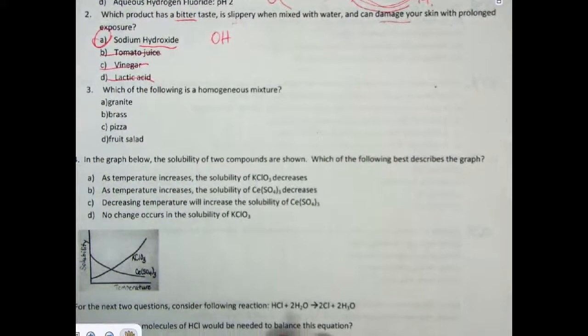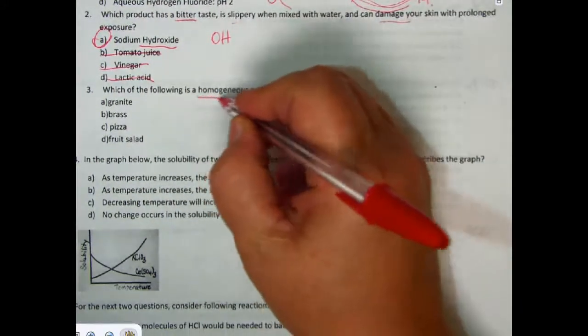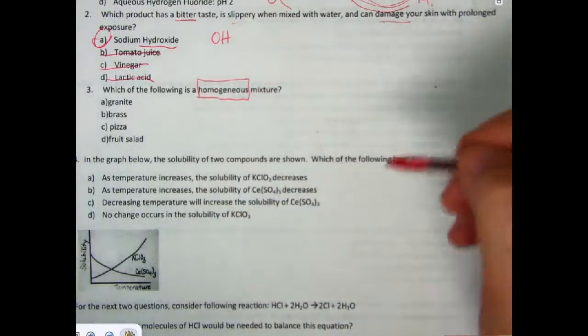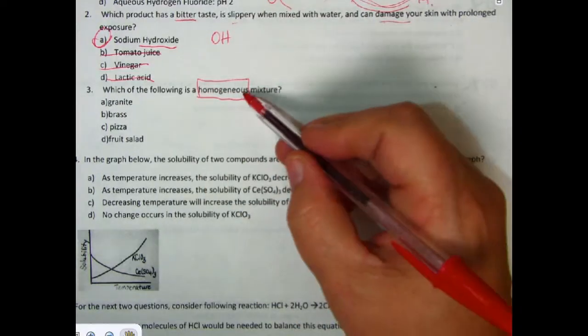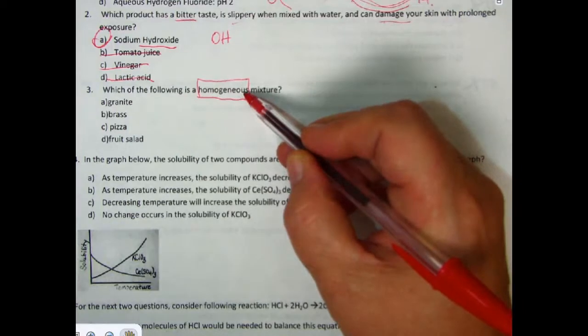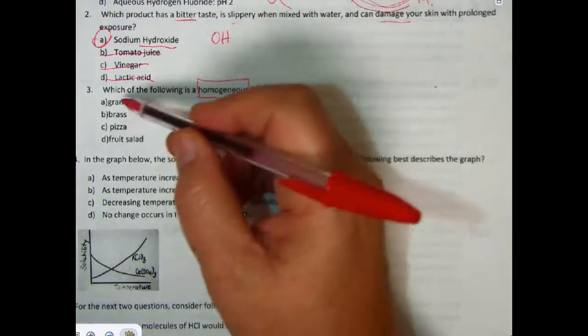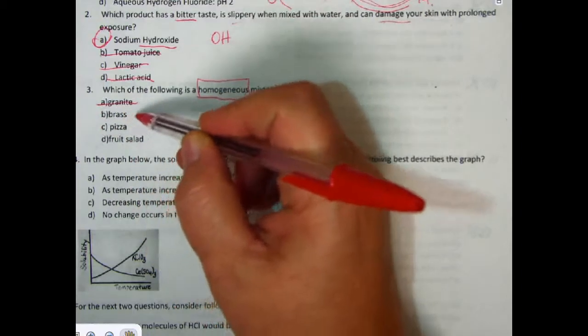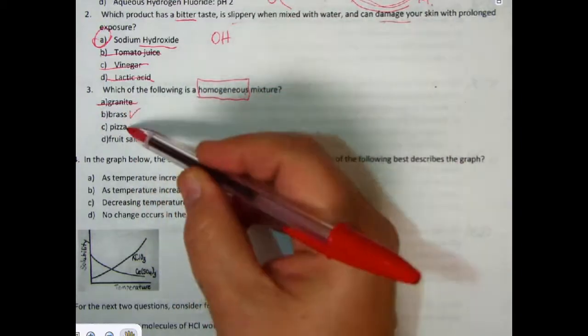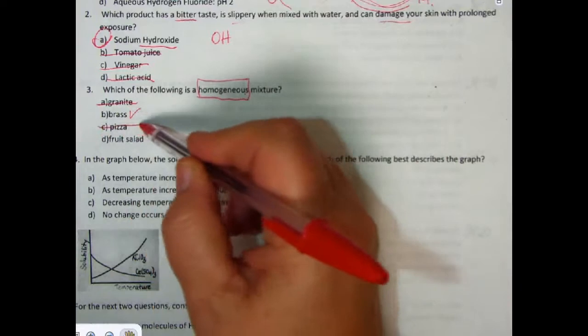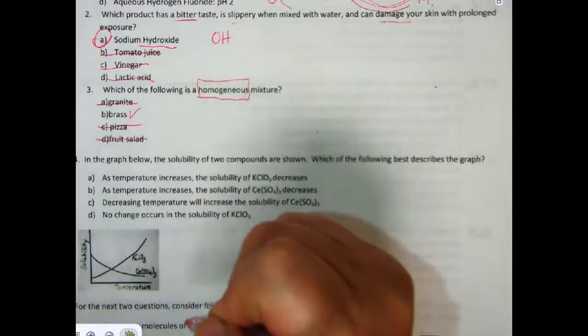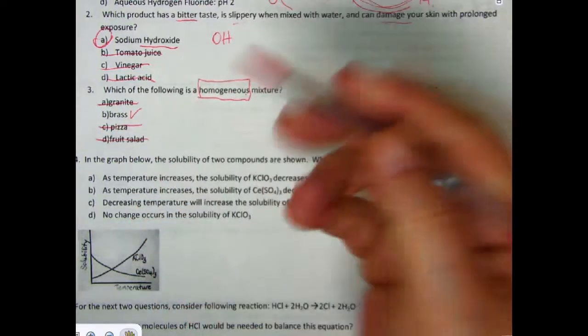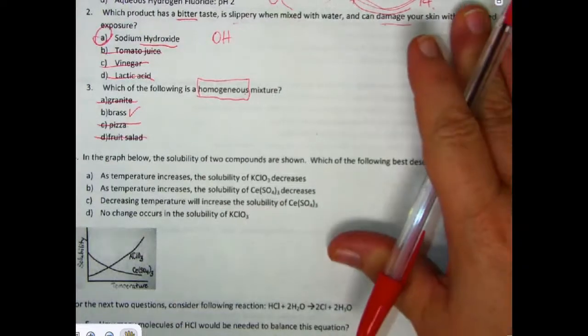Which of the following is a homogeneous mixture? Don't forget, a homogeneous mixture is one where if you take two samples of it, they're going to be exactly the same. We looked in the textbook, I think it was page 203, at different types of homogeneous mixtures. Granite has specks in it, so it won't be homogeneous. Brass, if I take two pieces of brass, they're both going to look the same. Pizza, if I take different slices, they're going to have different stuff on them, and fruit salad is not going to have the same stuff if I take two samples. Remember back when we talked about samples.